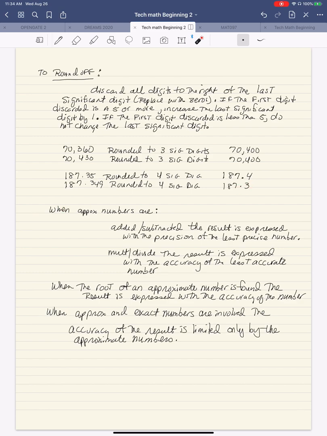When approximate numbers are added or subtracted, the result is expressed with the precision of the least precise number. When approximate numbers are multiplied or divided, the result is expressed with the accuracy of the least accurate number. When the root of an approximate number is found, the result is expressed with the accuracy of the number. When approximate and exact numbers are involved, the accuracy of the result is limited by the approximate numbers.